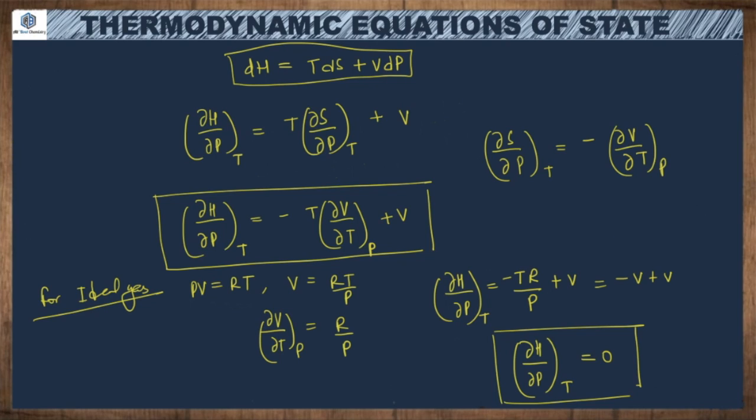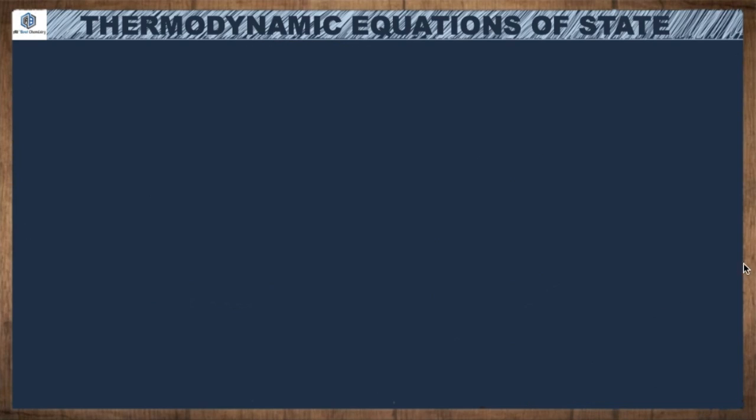Now before going into the CSIR-NET, let's take one question over here. The question says: what is the value of del CV by del V at constant T for an ideal gas? So for an ideal gas, let's try to solve this.